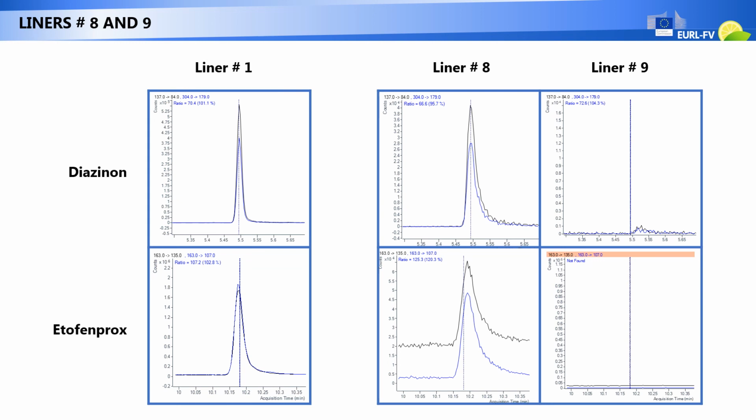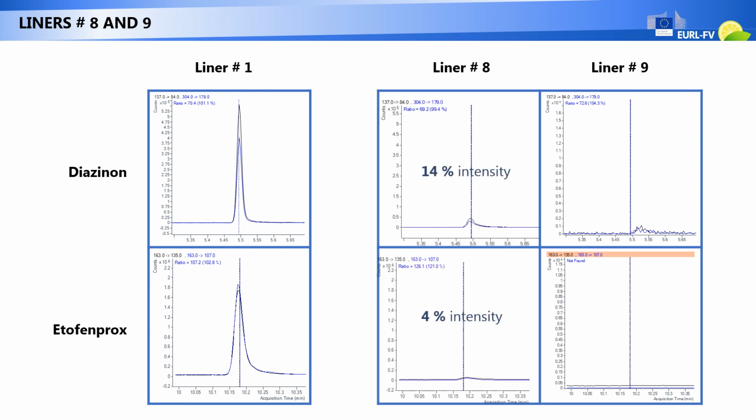These are the signals of diazinon and etofenprox in tomato at 50 ppb. You can see that liner number 9 resulted in the complete loss of the peak, and that with liner number 8 the signal is much wider. But also with liner number 8 there was a dramatic loss of sensitivity. These chromatograms are not scaled. If we do so, it is obvious that the signals provided by any of these two liners were not suitable for sample analysis.